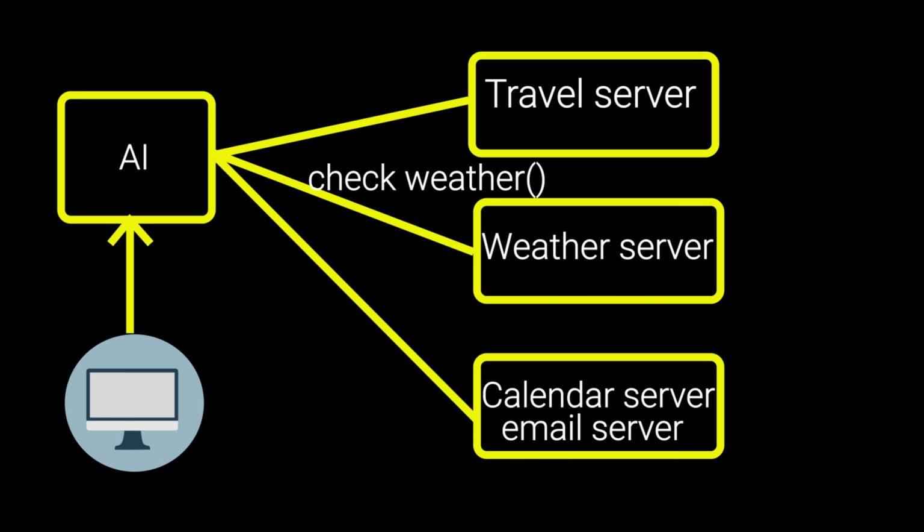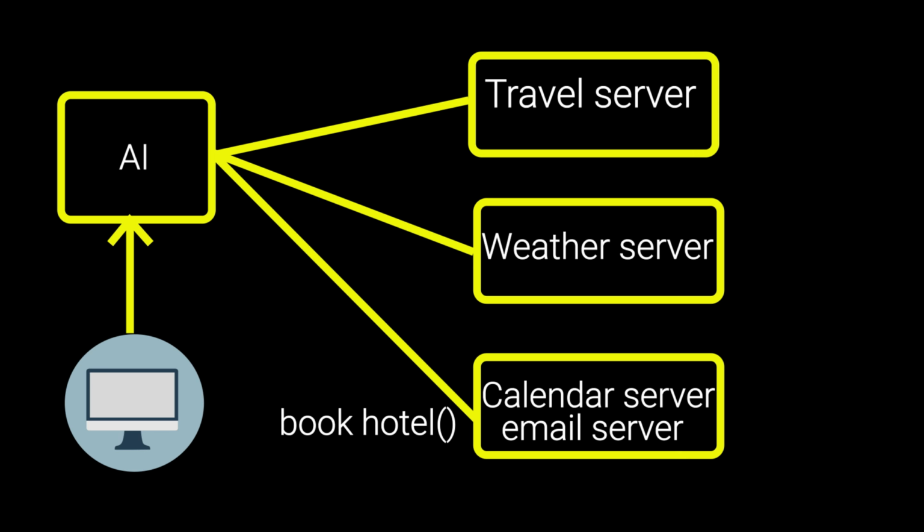The AI then uses this information to create the booking and following steps, requesting approval from the user where necessary, like book hotel, which finds hotels within the specified budget, create calendar event, adds the trip to the user's calendar, and send email, sends confirmation with trip details.